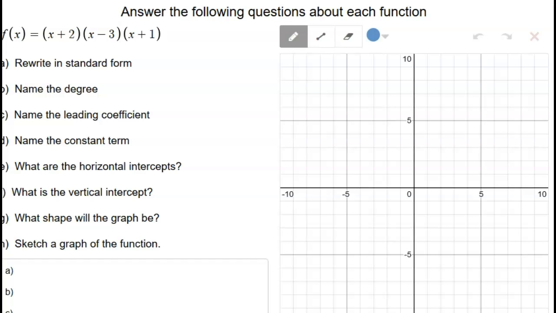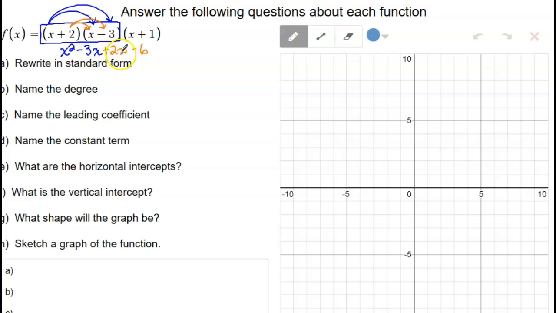So if we are going to rewrite this in standard form, it just means that we have to distribute, but we're only going to do it 2 pieces at a time. So we're just going to take these 2 pieces for now and distribute those. So distribute, distribute. So x squared minus 3x. And then we're going to do the same thing with the 2. So 2 times x and 2 times negative 3. So 2 times x is positive 2x, and 2 times negative 3 is negative 6.